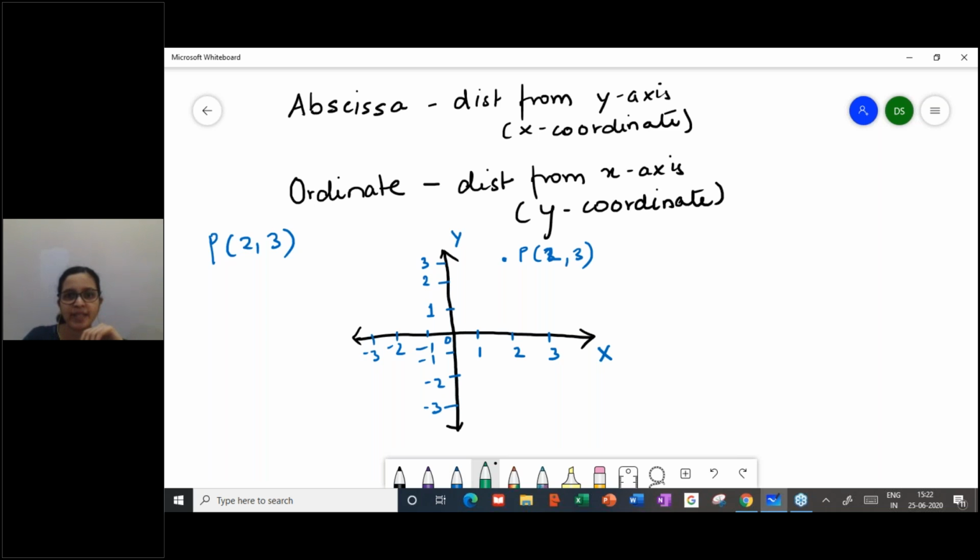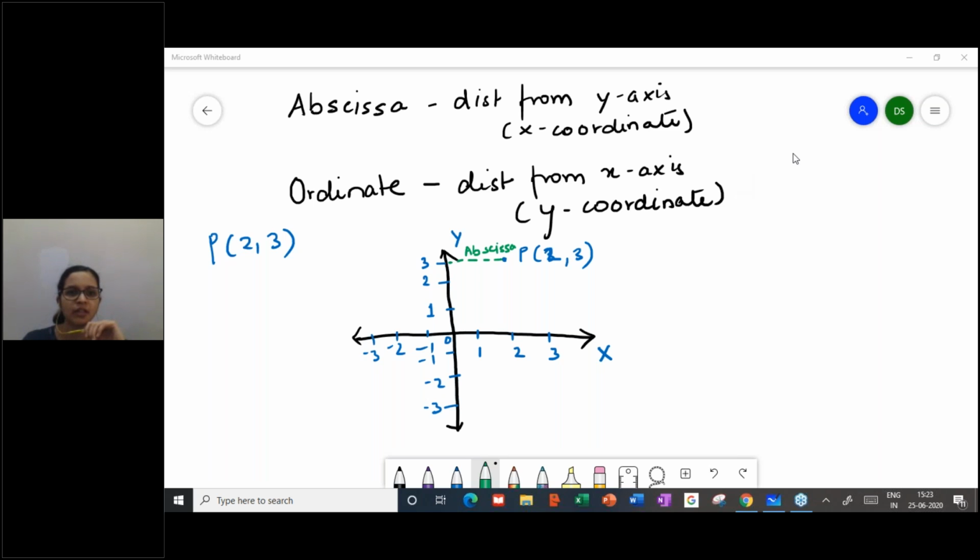Now notice that abscissa is the distance from the y-axis. So this is the y-axis, so this distance is known as the abscissa. Or if you see carefully, this is nothing but the distance on the x-axis, right? Am I making sense, or should I repeat? Is everybody clear till here?